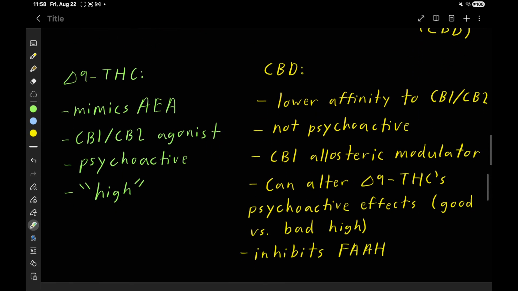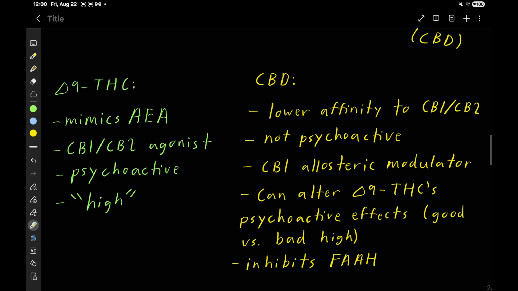Delta-9 THC mimics the endocannabinoid we talked about called AEA. It mimics AEA binding to CB1 and CB2 receptors, and it acts as an agonist. It stimulates these receptors to produce responses. Now, delta-9 THC causes psychoactive effects. So this is the compound in cannabis that causes you to become high when smoking weed or eating edibles.